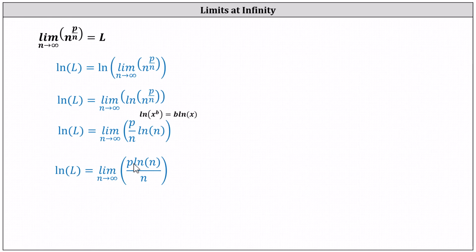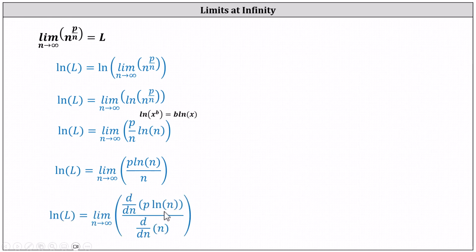But because of the indeterminate form, we can apply L'Hopital's rule, meaning this limit is equal to the same limit after we differentiate the numerator and denominator with respect to n. The derivative of p natural log n with respect to n is p times 1 divided by n. The derivative of n with respect to n is 1. We now have the equation natural log of L equals the limit as n approaches infinity of p divided by n. In this form, we can actually evaluate the limit where p is any real number and the denominator n is approaching infinity, and therefore the fractions get closer and closer to 0, and the limit is equal to 0.